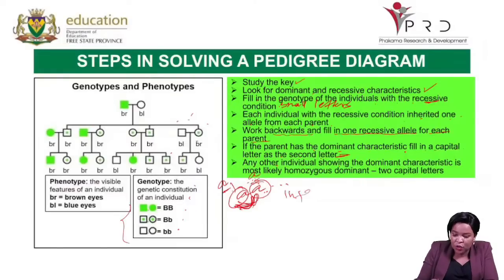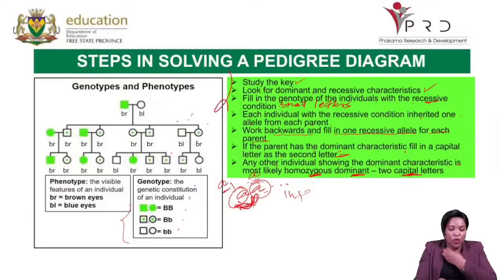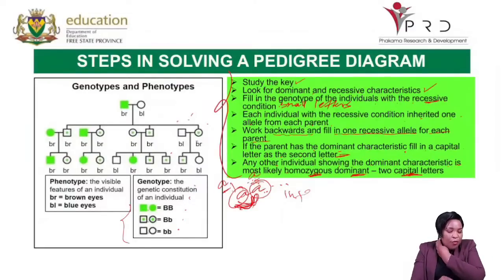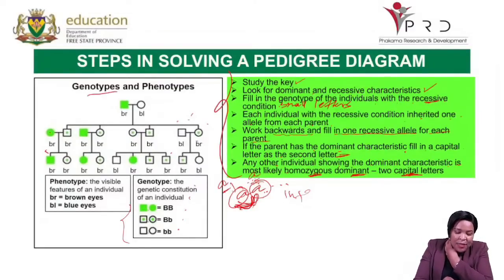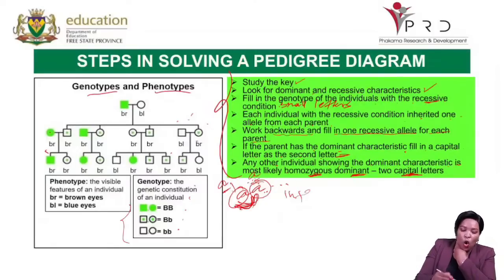Then any other individual showing the dominant characteristics is most likely homozygous dominant. So with the 2 capitals, then you will just end up filling all of this, and that is how you are going to work out the genotypes of all the members, the genotypes together with the phenotype of all the members of this family going back in generations.